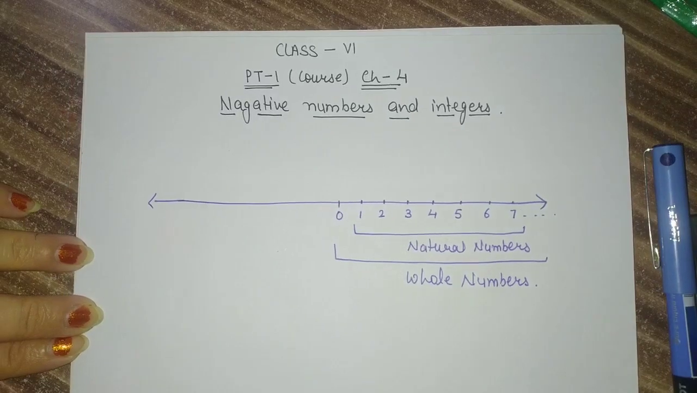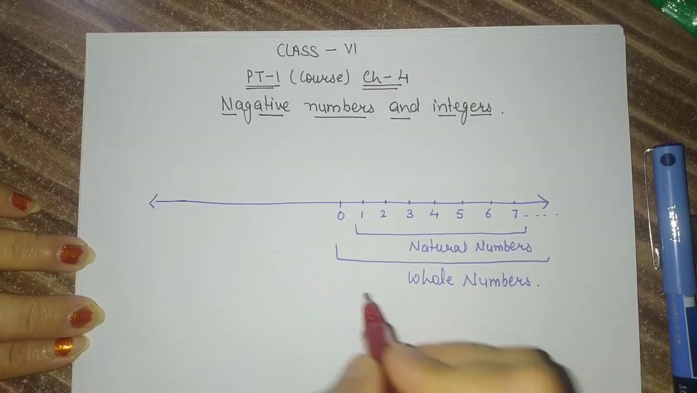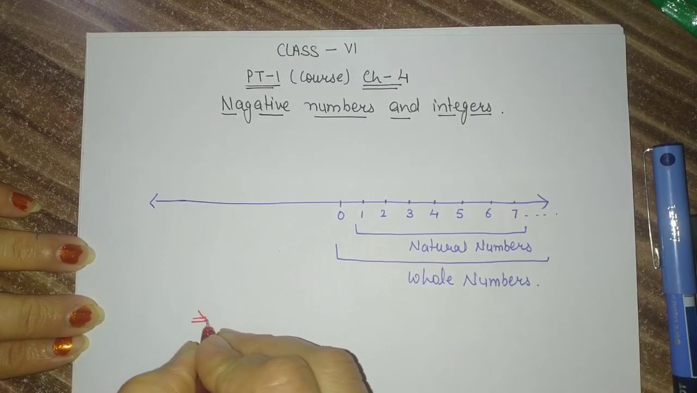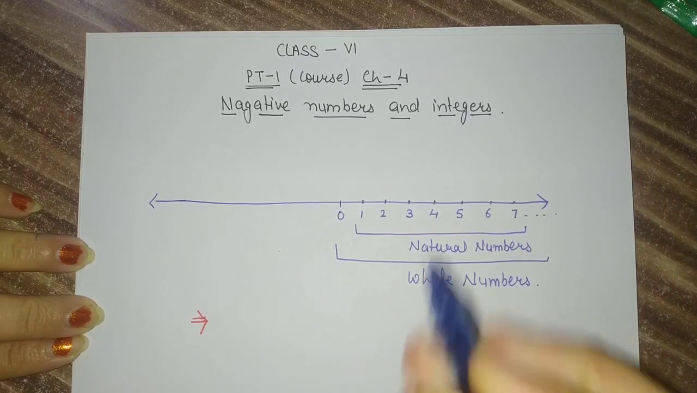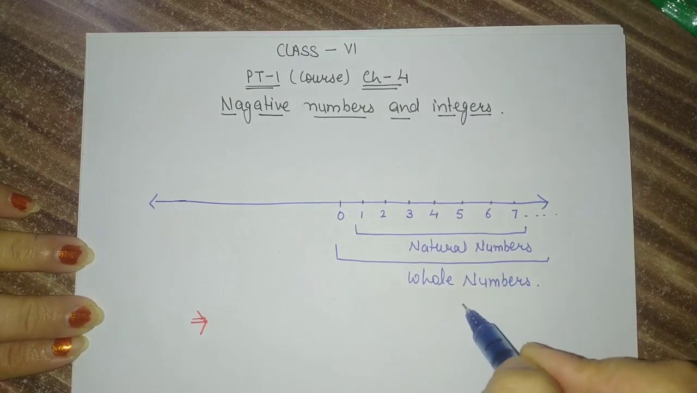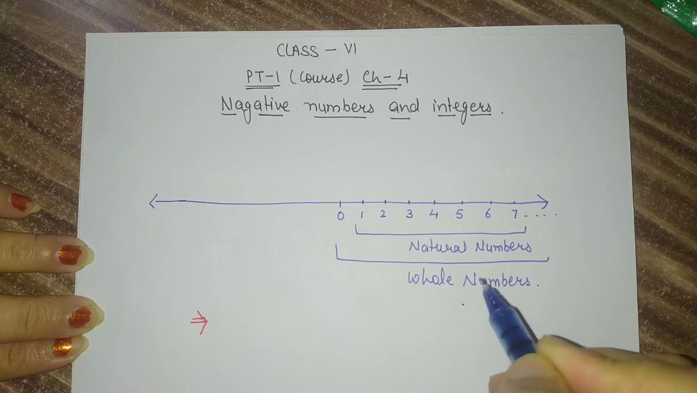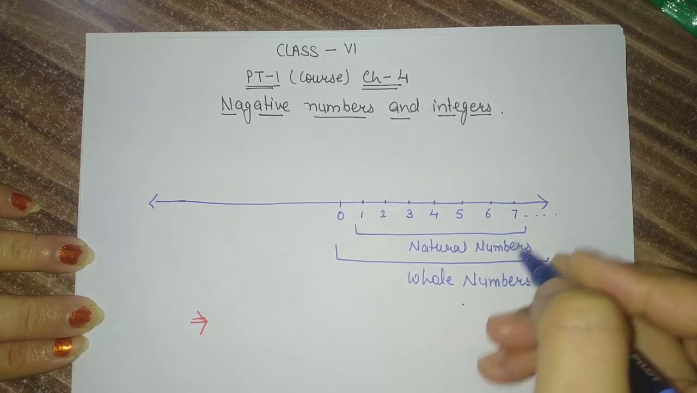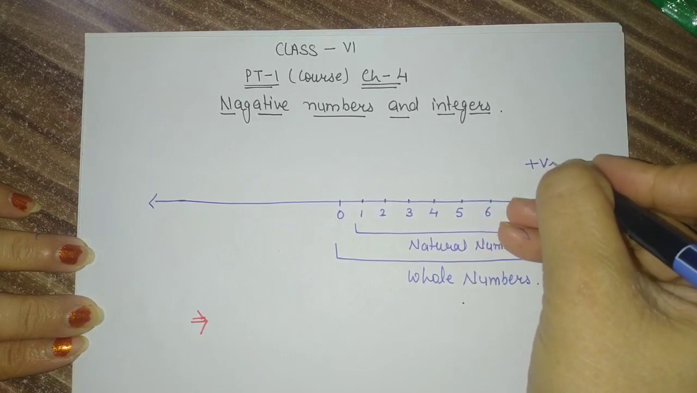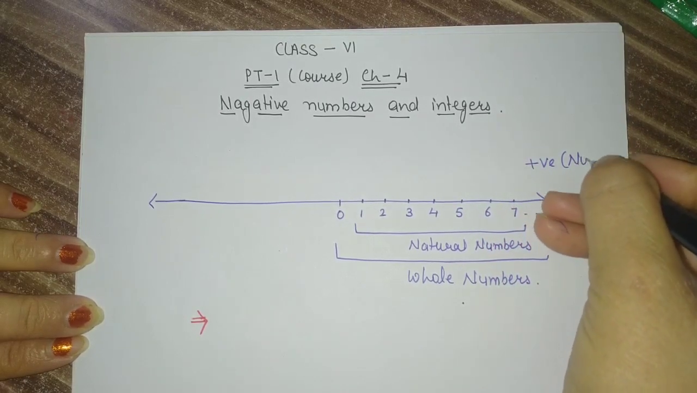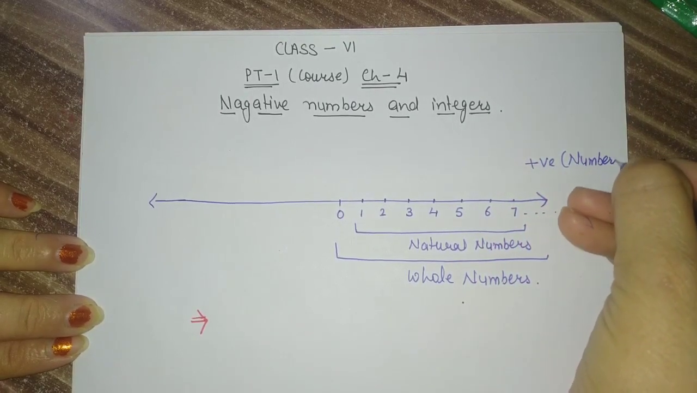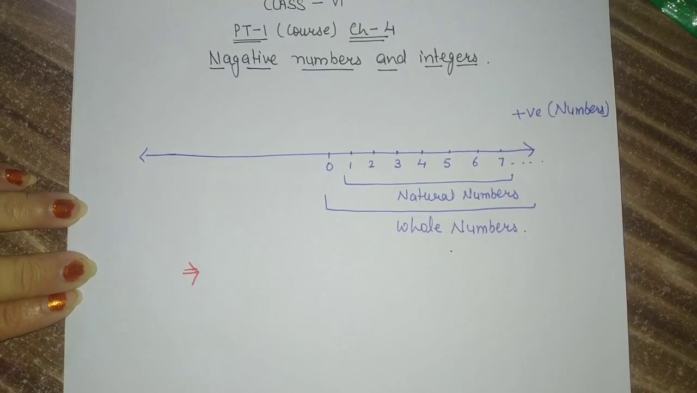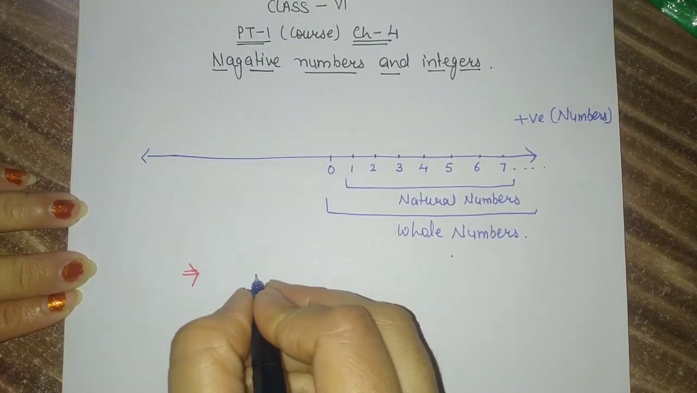Now students, natural numbers we have discussed, whole numbers we have discussed, and the natural numbers and the whole numbers are all said to be positive numbers. Now let's take one example.